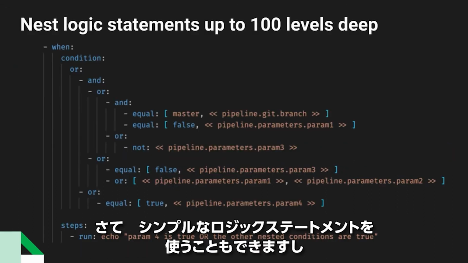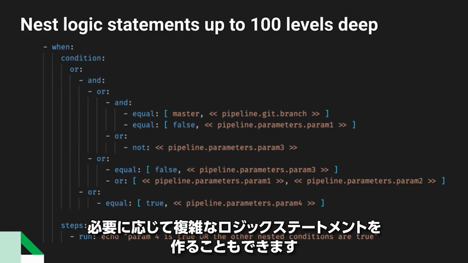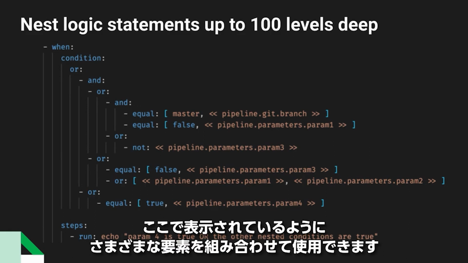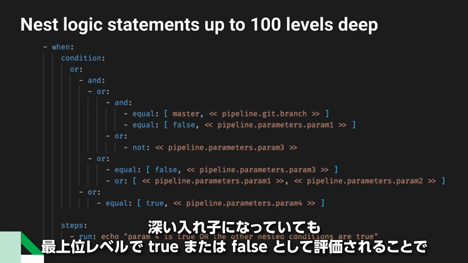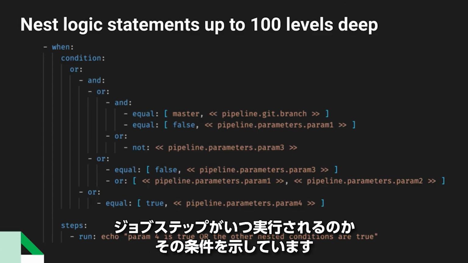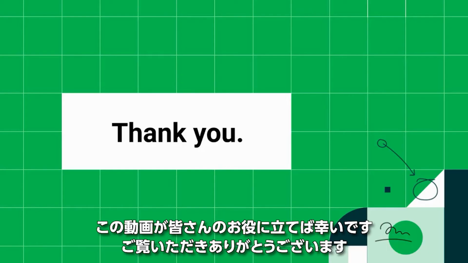As I showed you before, you can use very simple logic statements, or they can grow to be as complex as you need them to be, and they can be nested up to 100 levels deep. So you can see here that we're using a mix of everything all together, and it will evaluate at the very top level to either a true or a false statement, and that will dictate when workflows run, when job steps run on CircleCI.